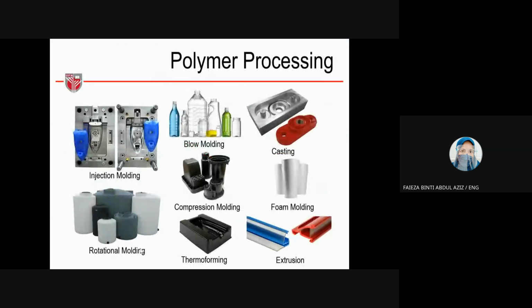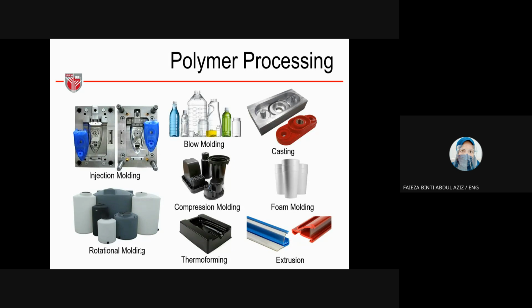Okay, before this we have studied about shaping metal. So today we'll proceed with plastic polymer processing. We know that to process and shape polymer is much easier compared to metal.